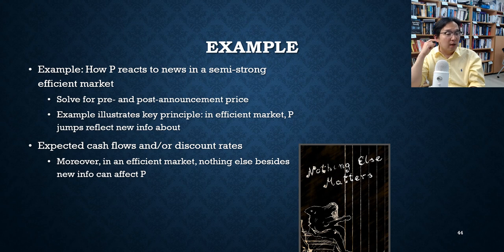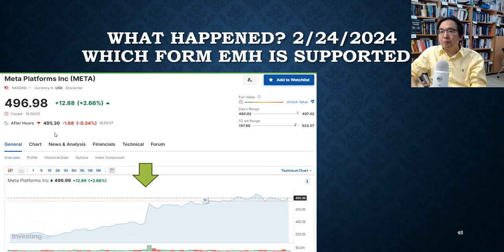Nothing else. And also, other classifications of information: past information, current information that is public, current information that is private. Up to current information that is public, we talked about it. Now, that's semi-strong form market efficiency.